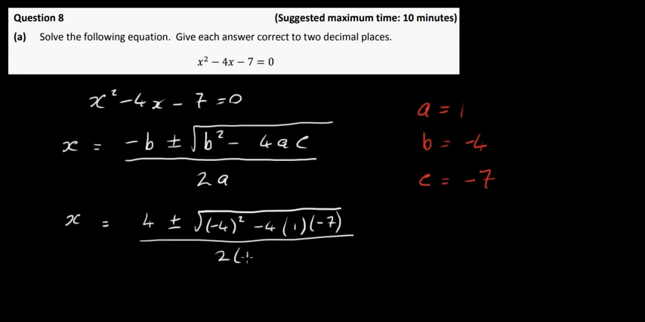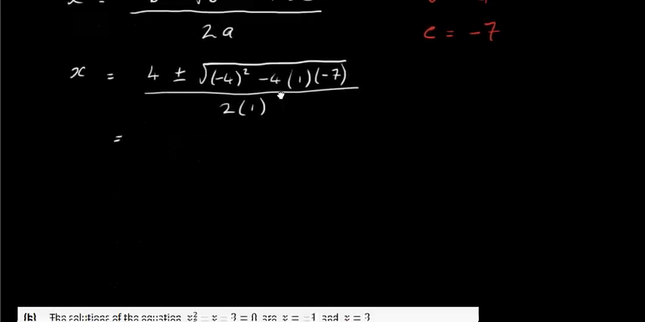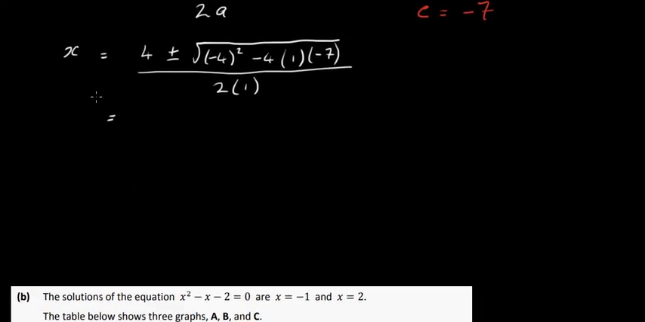All over twice a is 1. So we just got to work this out and simplify it then, correct it to 2 decimal places. So let's have a look at this. So we have 4 plus or minus.